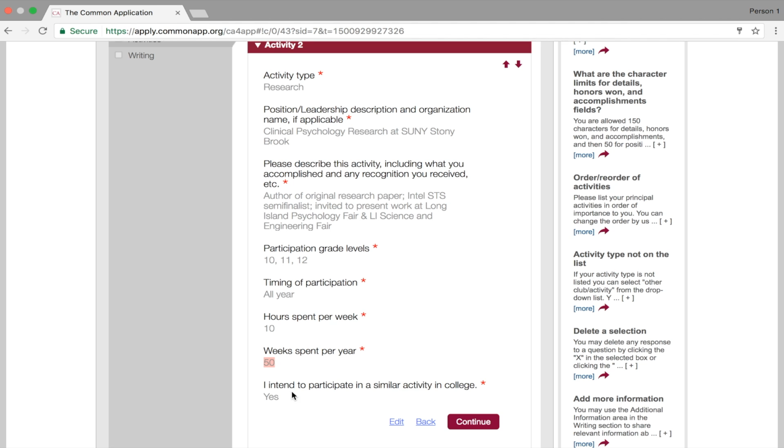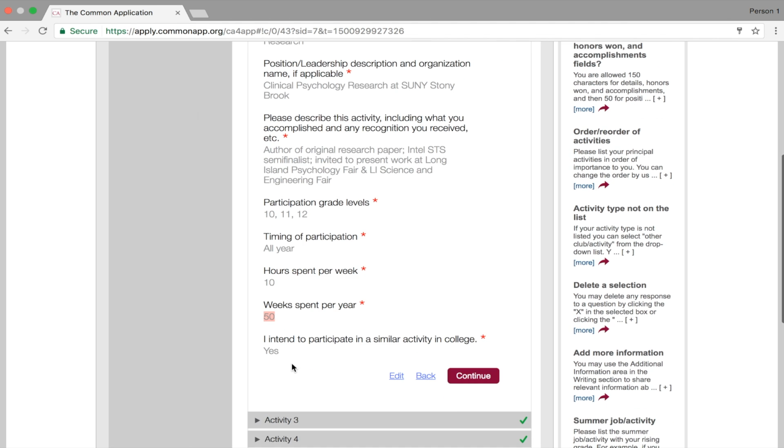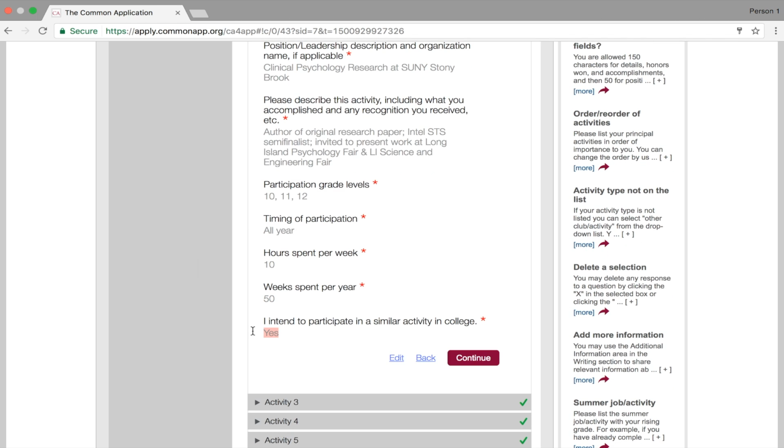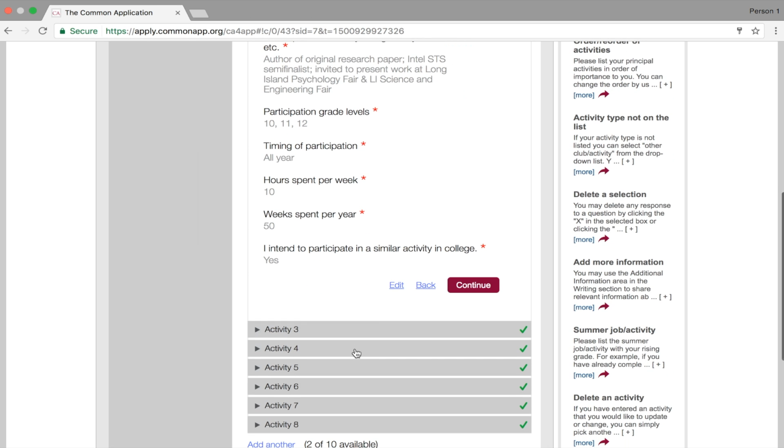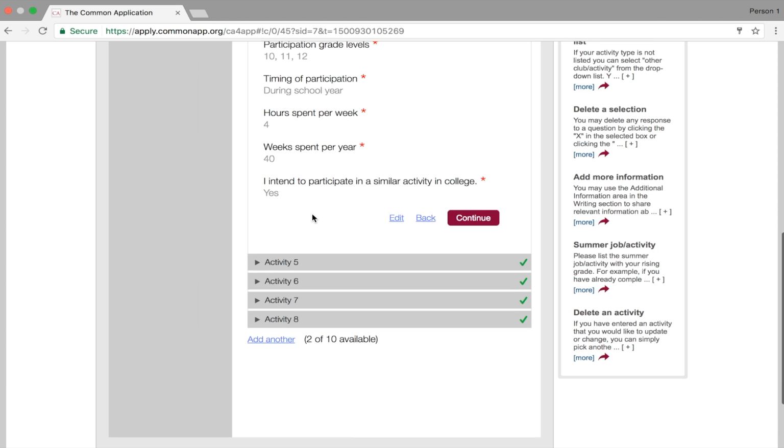But besides that, whole year, I intend to, honestly, I would check yes for most things you've listed here if you intend to participate in a similar activity in college, because they want to know that you want to continue doing it. The only exception would be if your thing is a high school program only for high school students, then obviously you can't really participate in a similar activity in college because you've exceeded the age that you can. What other activities did I put here?